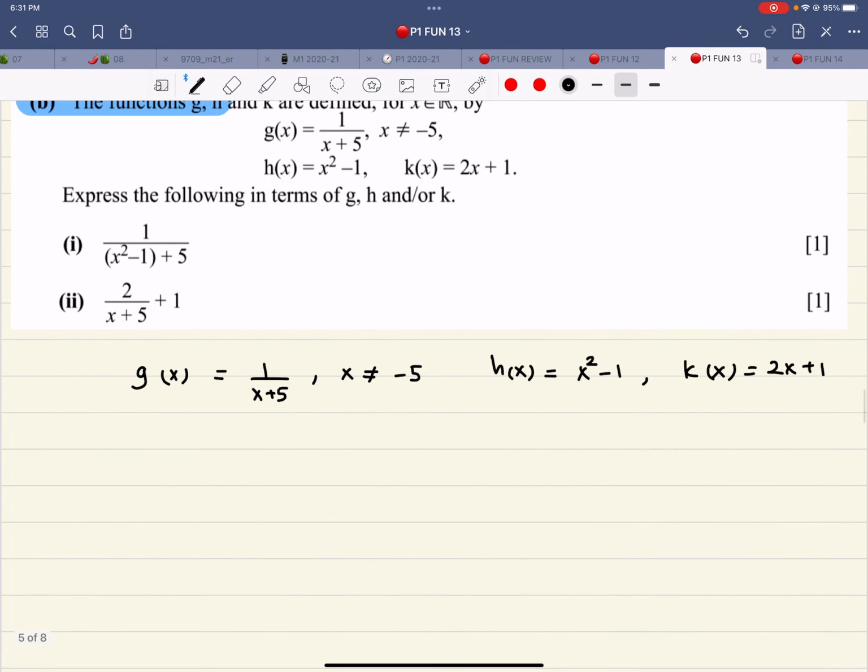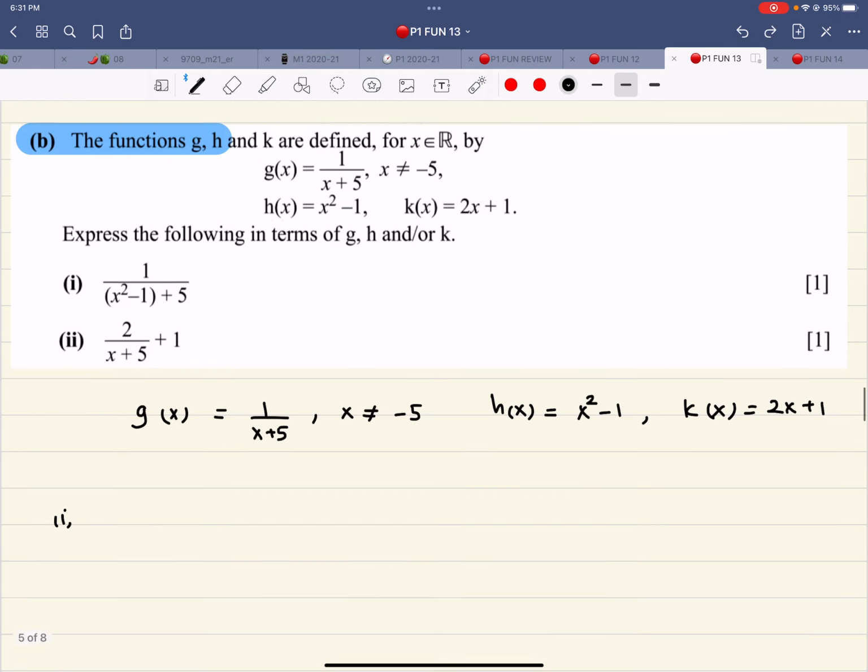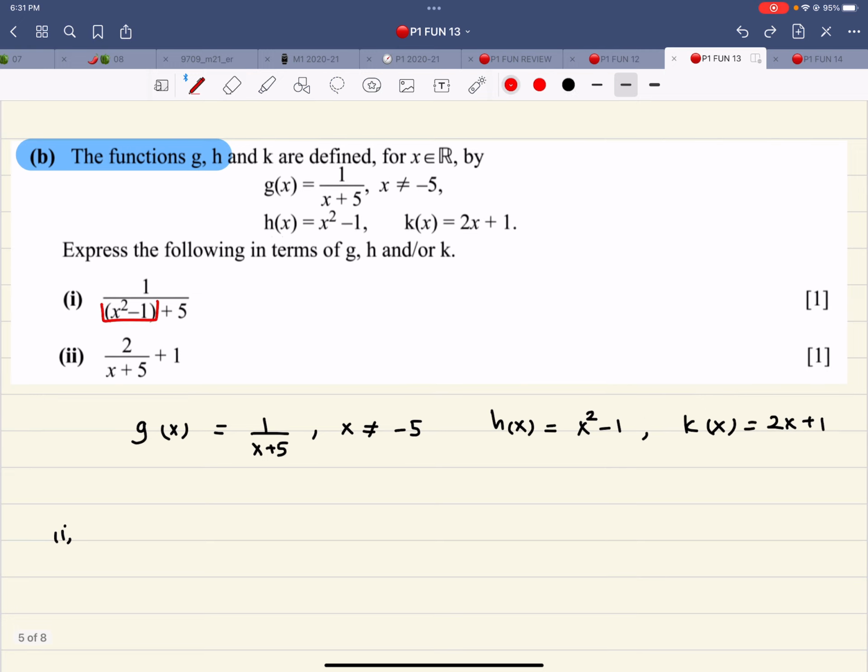Express in terms of such and such. So first of all, part 1, that is 1 over x squared minus 1 plus 5. So this x squared minus 1 is basically this thing, it's being replaced over here. So in g(x), you are inserting x squared minus 1. So this looks like g of h(x), double check, 1 over h(x) plus 5. What is h(x)? h(x) is x squared minus 1. So this is perfectly right.